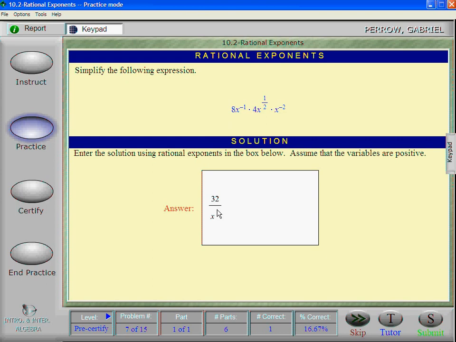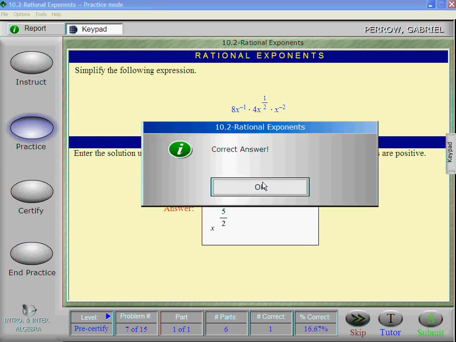So I believe, let me see how they'll let me do this. See how I push the fraction button again, the little slash. It allows me to make a fraction right here with the power. So you have 32 over x to the 5 over 2 power as your result.